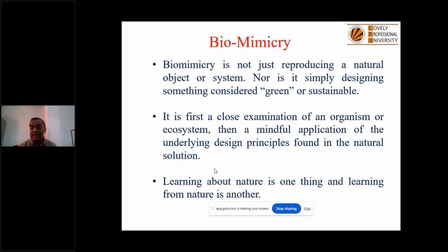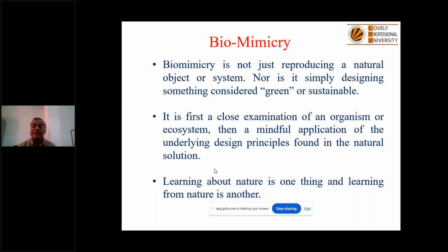So biomimicry is not just reproducing a natural object or a system, nor is it simply designing something considered green or sustainable. It is first a close examination. We study the texture of an organism and ecosystem, then a mindful application of the underlying design principles found in the nature solution.